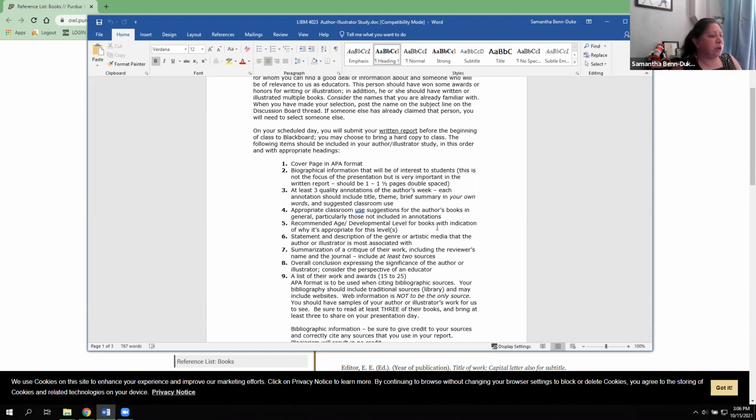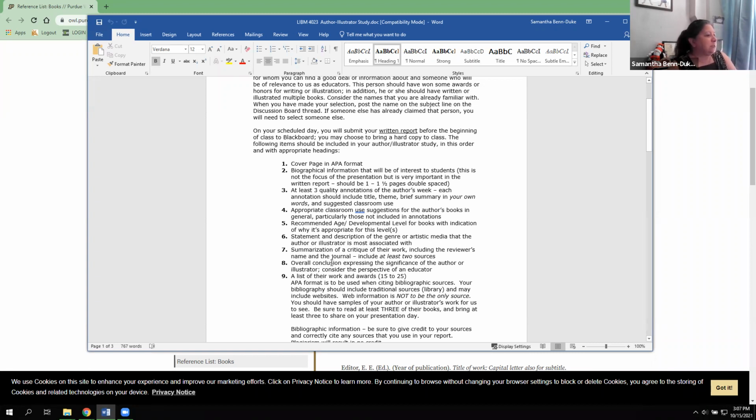When you're looking at the genre or artistic media, feel free to Google that and find out the information that you can. Some of these are going to be specific to picture books. If you are studying an illustrator, then you're going to look at the kind of illustrations that the author does, because they tend to work many times within the same genre or similar genre of art or literature.